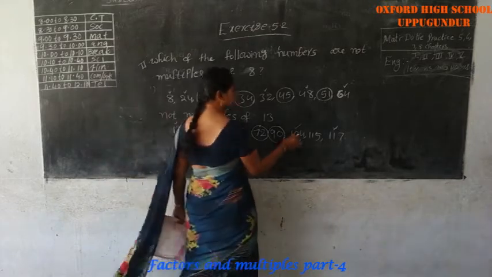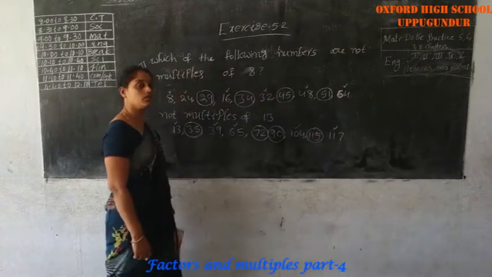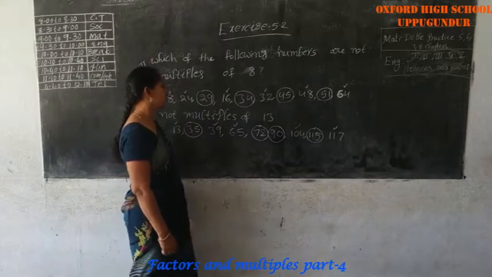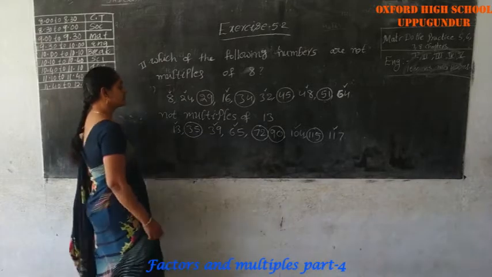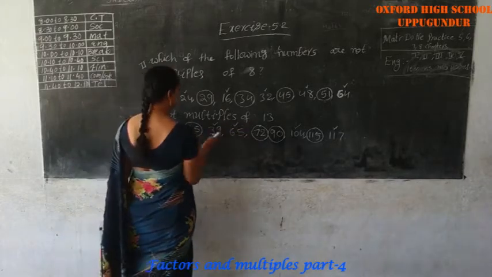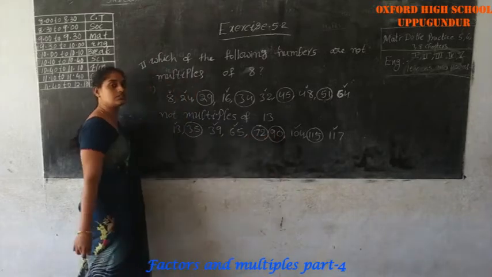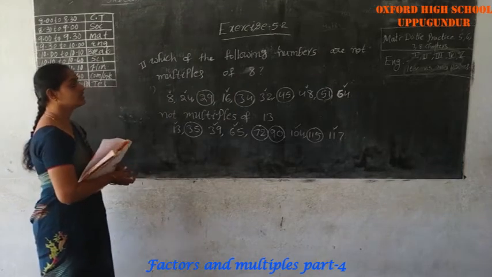Next, 115 is also not possible in the 13 table. These values are not there in the 13 table. That's why they are not multiples of 13: 35, 72, 90 and 115. These are not multiples of 13. Okay. Is it clear, ma'am?